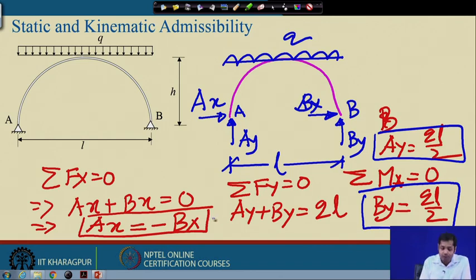Now, we have one equation that Ax plus Bx is equal to 0, but we are still short of another equation, and that is obvious because here the static indeterminacy of the problem is 1. So, we need one more additional equation.